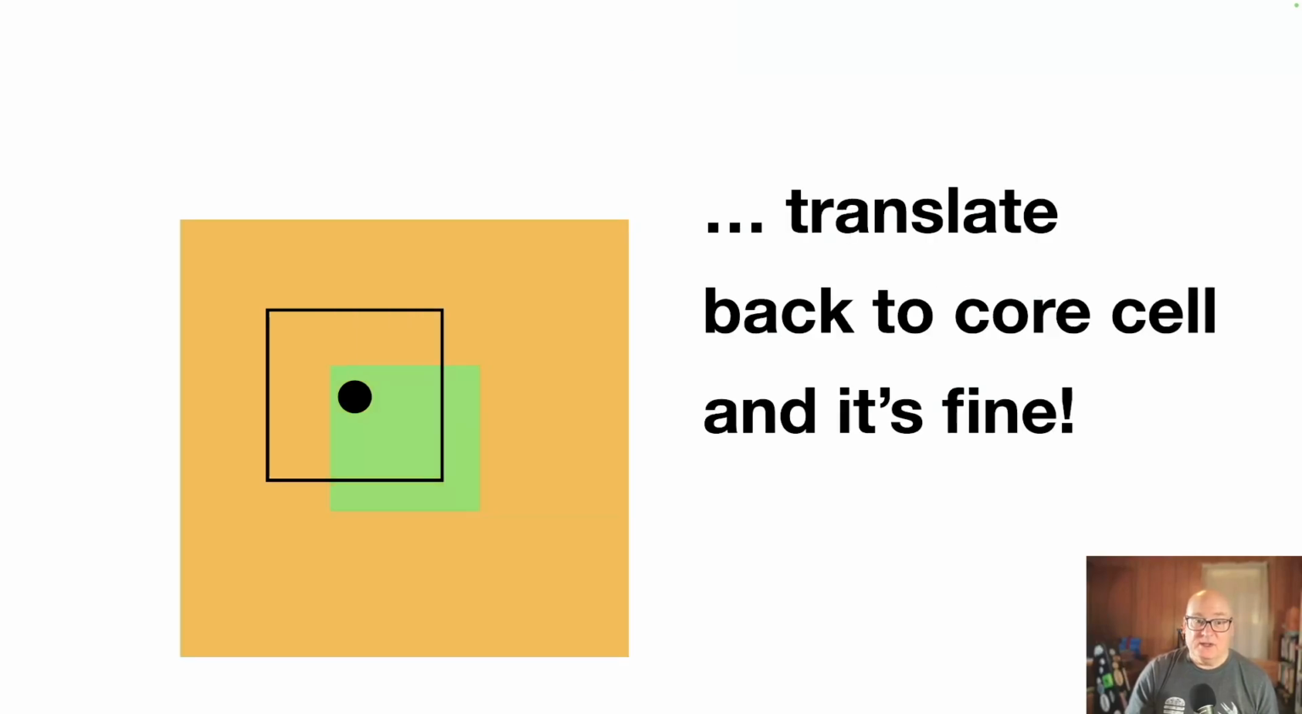So our approach is anytime we move, if it would put us outside the right range, we'll translate the viewport back to the core cell, and it's fine. So that keeps us working. It keeps the view always partly on the green, and that's what we want.